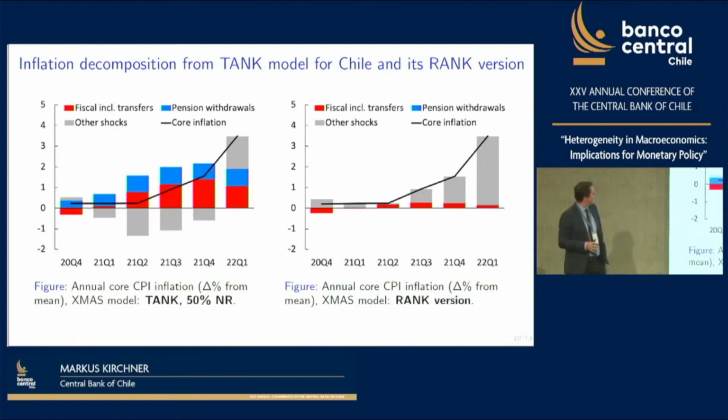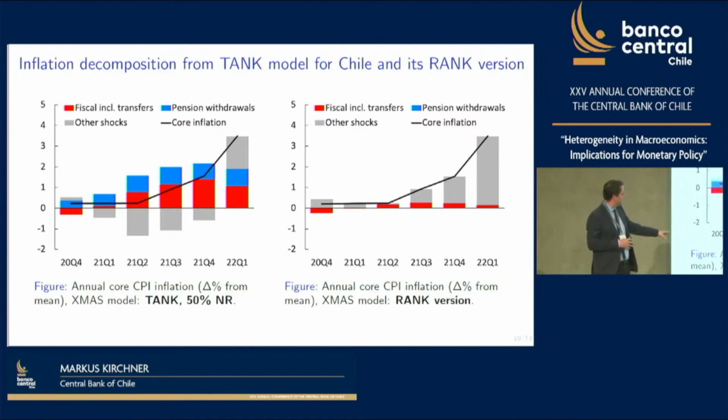So what happens in Chile? Again, here's a second exercise. We did something like your inflation decomposition with our model. So here's again the baseline calibration and estimation. That's the historical decomposition of annual core inflation, with these 50% of non-Ricardians. On the other side, there's the RANK version of the model. The only thing we did there is to set the share of non-Ricardians to 0, without changing any other parameter. And then we show here fiscal shocks, including transfers.